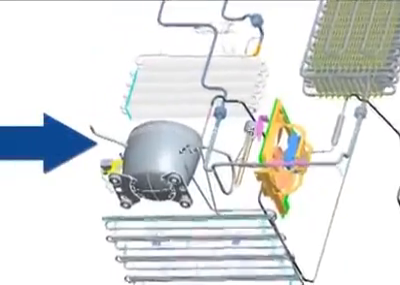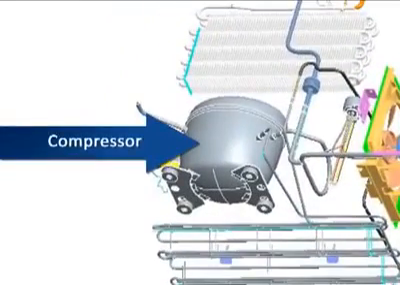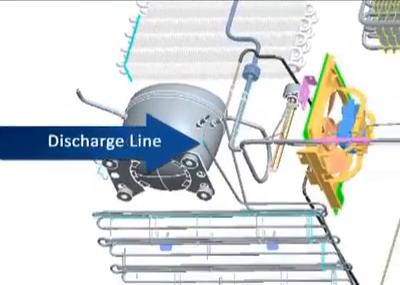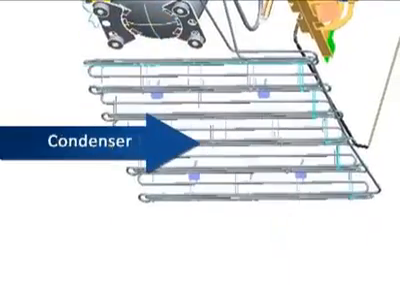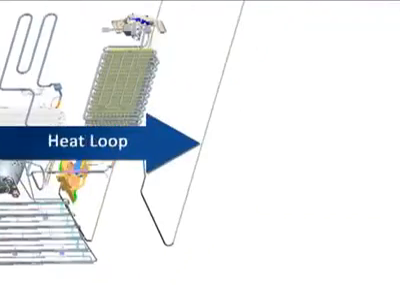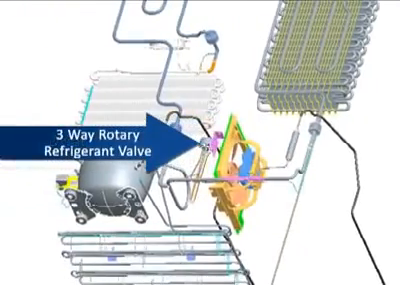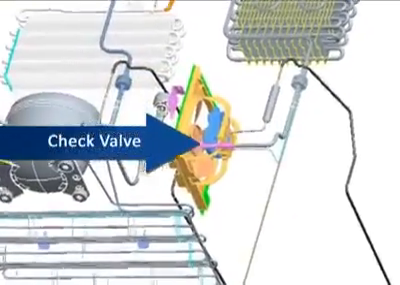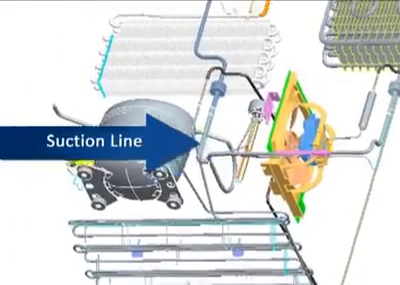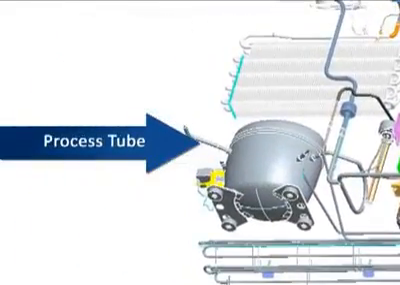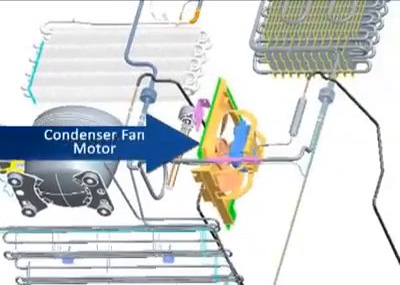Now let's identify the remaining components. Compressor, discharge line, condenser, heat loop, dryer, three-way rotary refrigerant valve, check valve, suction line, process tube, condenser fan motor.